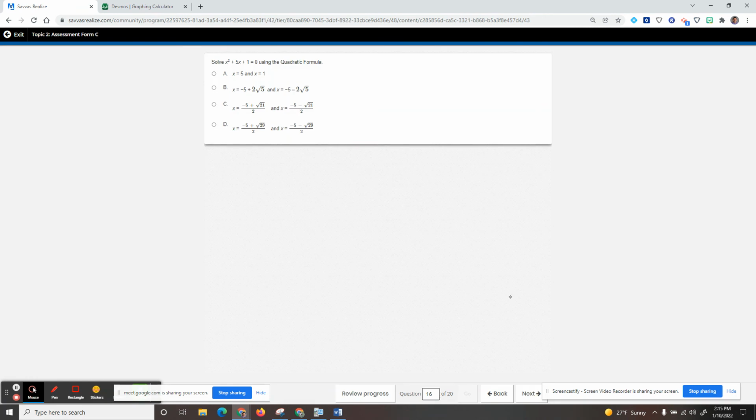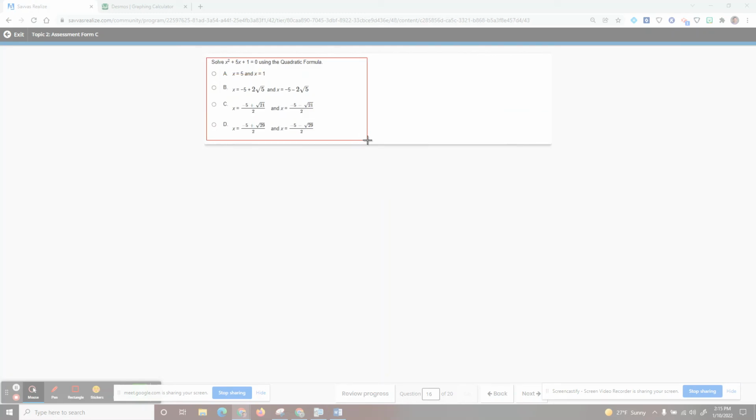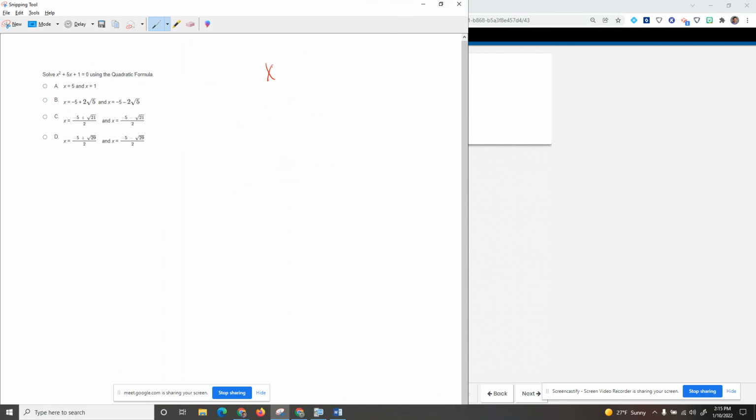Number 16 is also using quadratic formula. So we're going to do this just the same. You have x squared plus 5x plus 1, b squared minus 4ac. 5 goes in for b, so 5 squared minus 4 times a, which is 1, and c, which is also 1. 5 squared is 25, minus 4 times 1 is negative 4, times 1 is negative 4. So you get 21. So 21 is what's under the radical. That can't get simplified further. 21 does not have any square factors. It's only factors of 3 and 7, which are not square. So it will stay square root of 21.